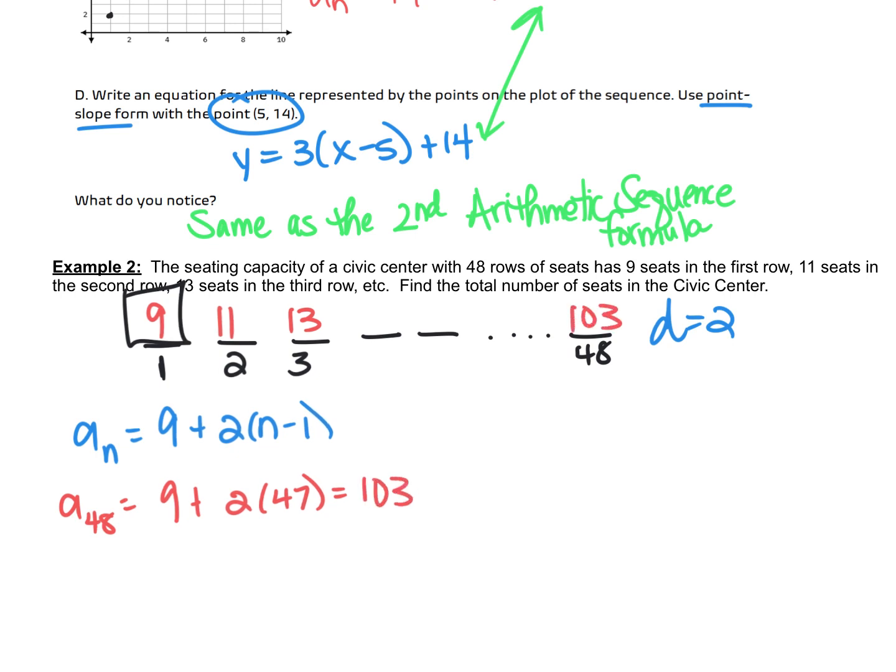Okay, so the question becomes, what do we need to do to add all that up? All right, because there's a lot of values in between. What are your strategies? What do you think?